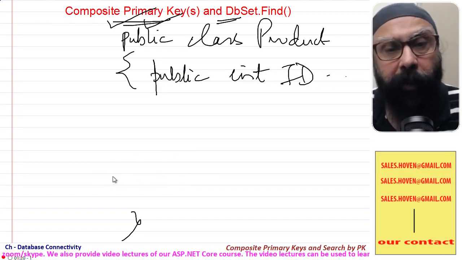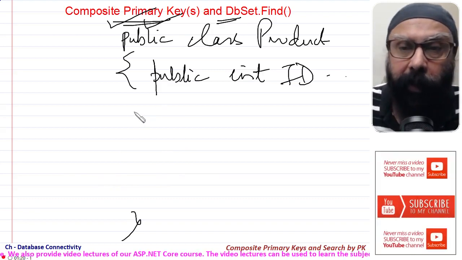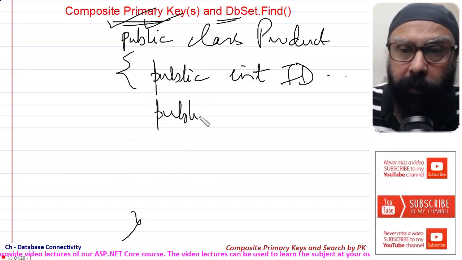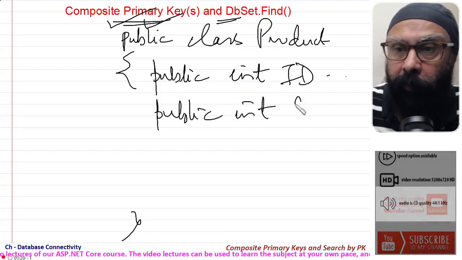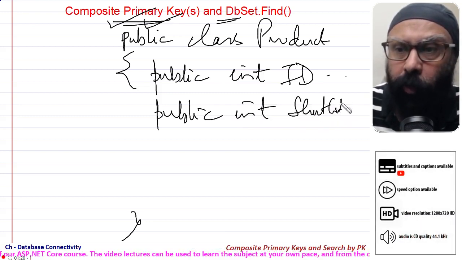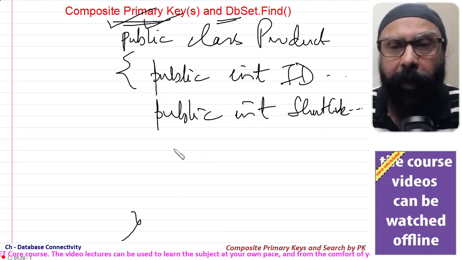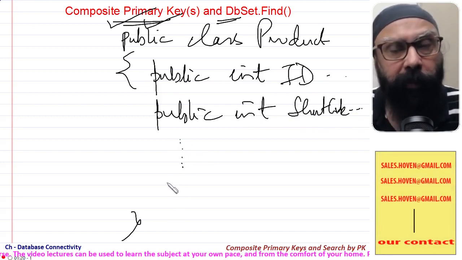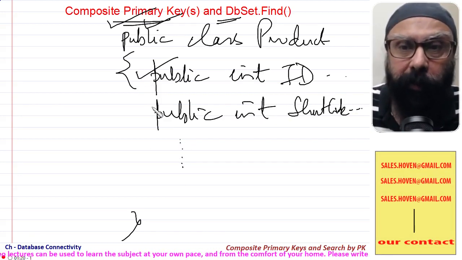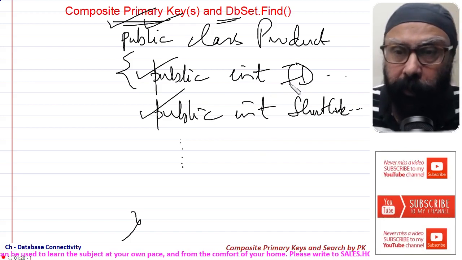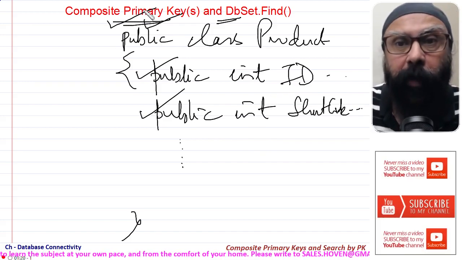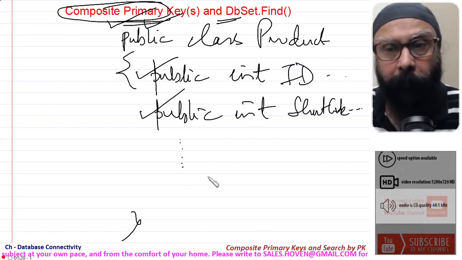We want to make it a primary key, and we have a second property, public int, maybe any name, ShortCode, I'll call it { get; set; }. And there are other properties also that may exist, but we want these two properties together to form a composite primary key.